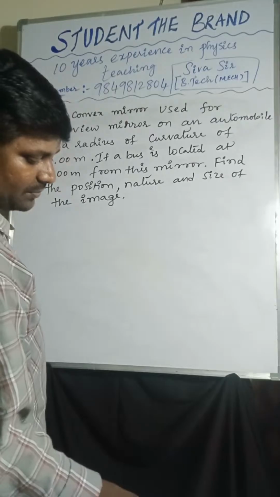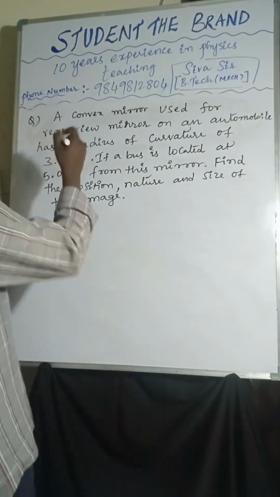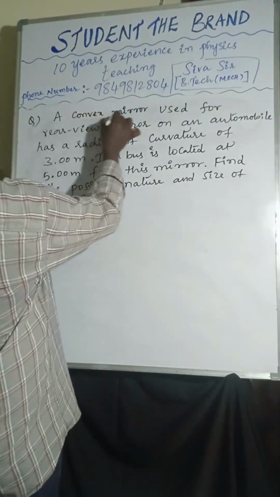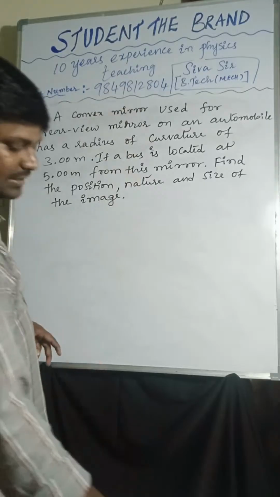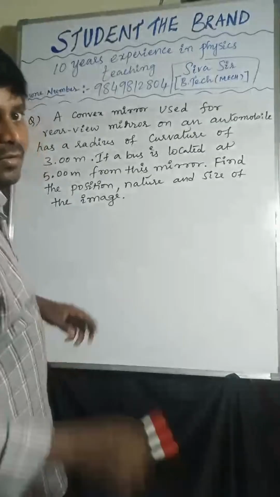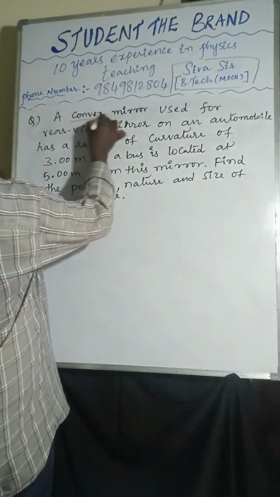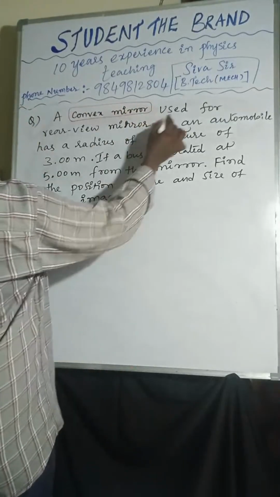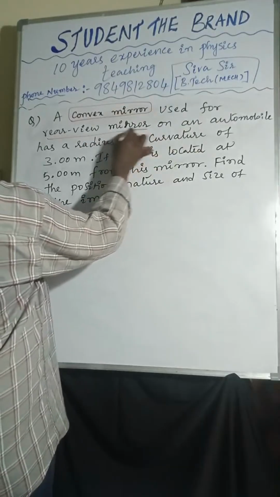So a convex mirror. Once again you can observe a convex mirror. So which mirror is it? Convex mirror. First of all, you have to understand it is a convex mirror. Very good. Correct. Okay, so we got it. So convex mirror. Next one, used for rear view mirror. Okay, convex mirror, rear view.